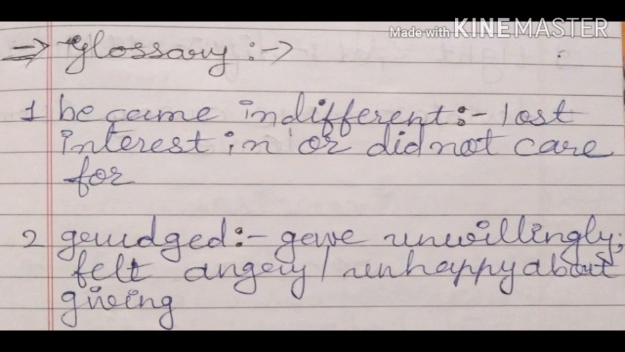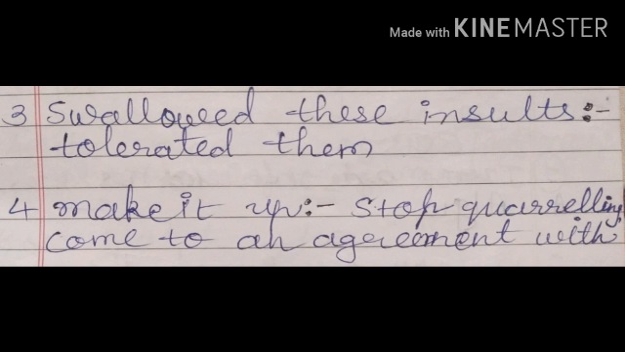Number 2. Grudged means gave unwillingly, felt angry or unhappy about giving. Example, Juman grudged the aunt. Number 3. Swallowed these insults means tolerated them. Example, aunt swallowed the insults of Algu and his wife.